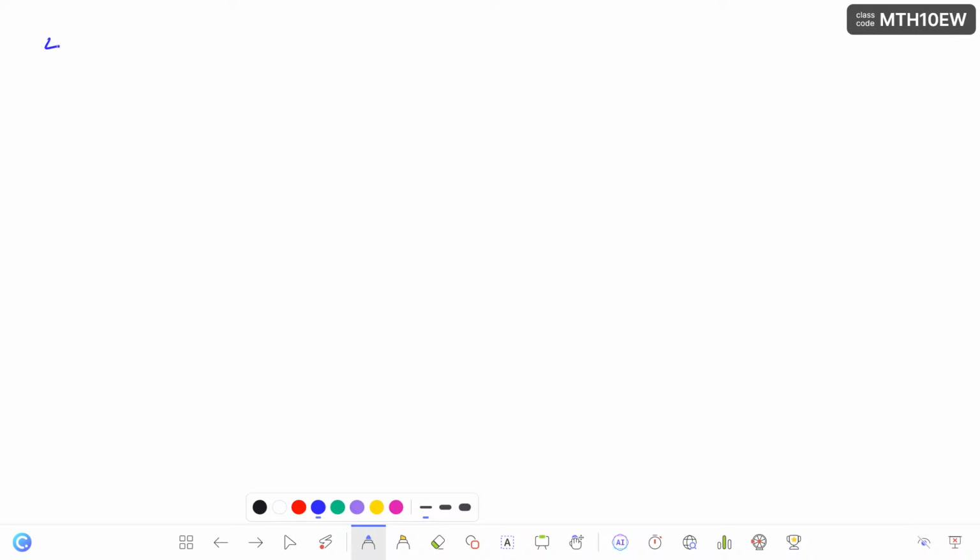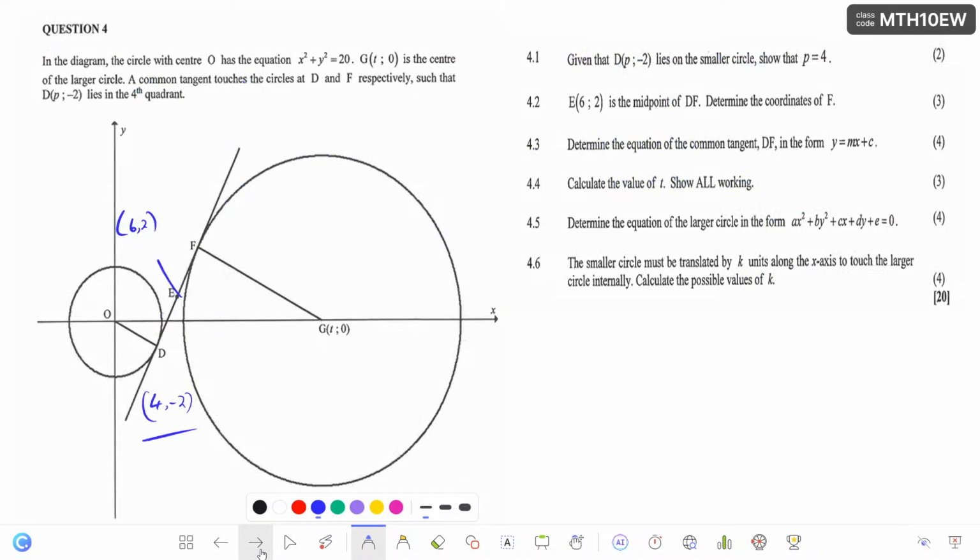4.3. Gradient DE is equal to y2 minus y1 divided by x2 minus x1. So D is 4 and negative 2. Then E, both of them you are given, is 6 and 2. Let's check again. Yeah, 6 and 2. Yes, that's correct.